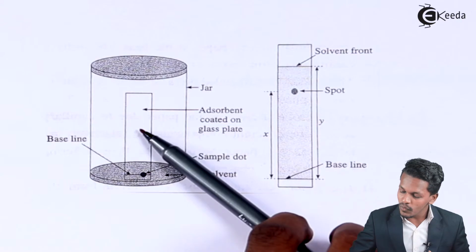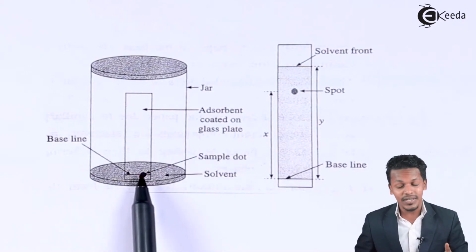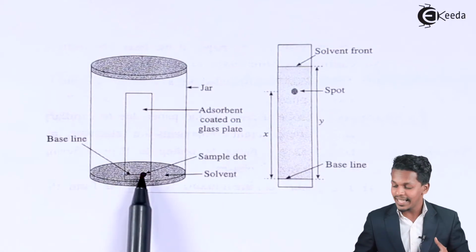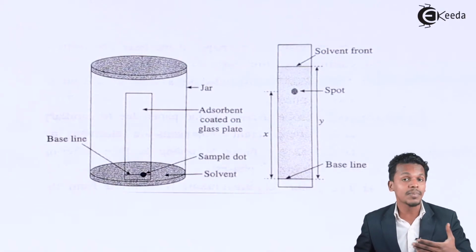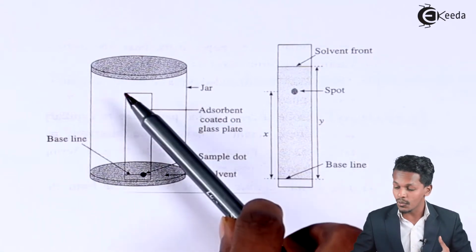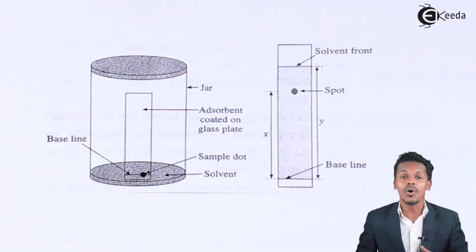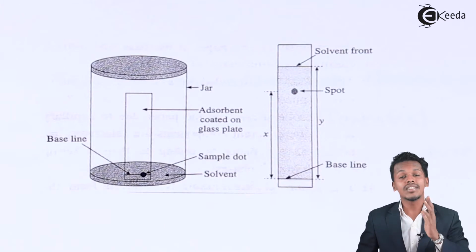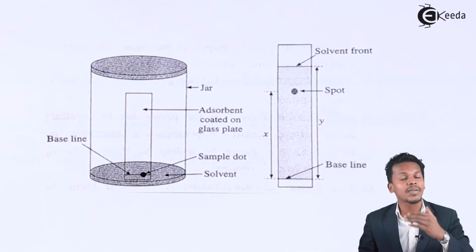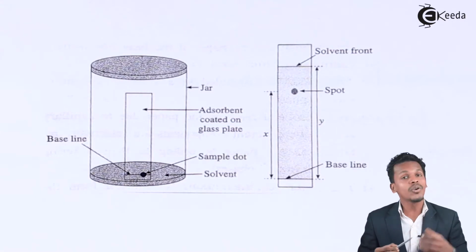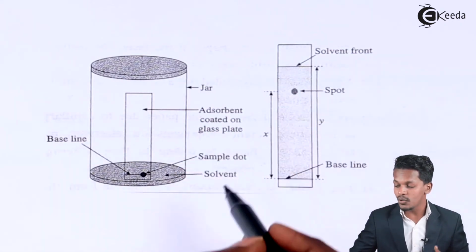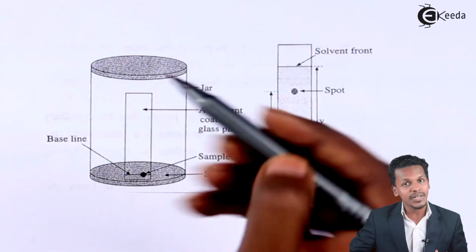As the solvent moves upward, the organic spot that we have spotted over here also gets raised up after a while, because of the capillary action of the solvent. After a while, this spot gets separated, and we could find two spots. If we have taken a mixture, then we could find two spots over here, and this is what has been represented over here.